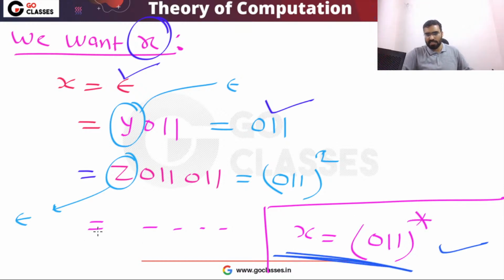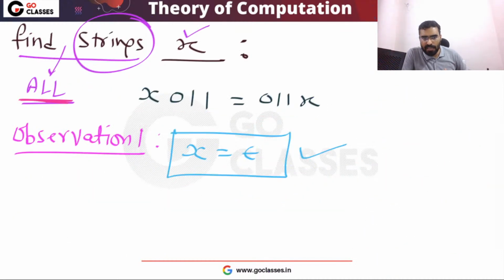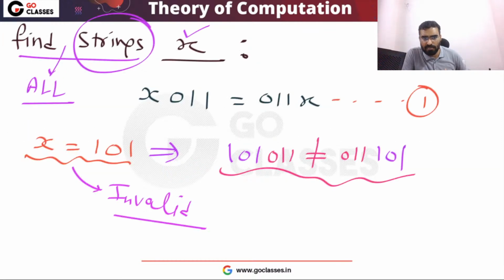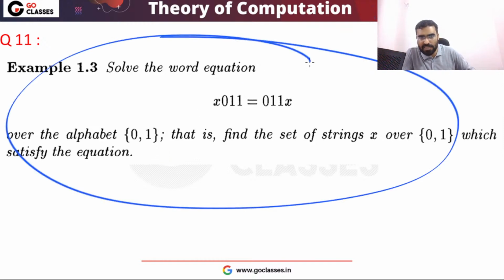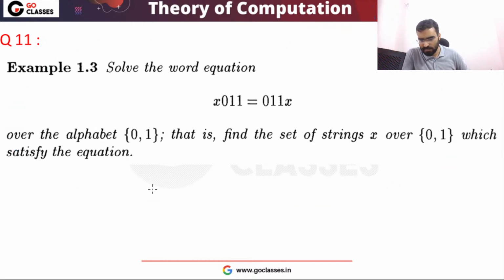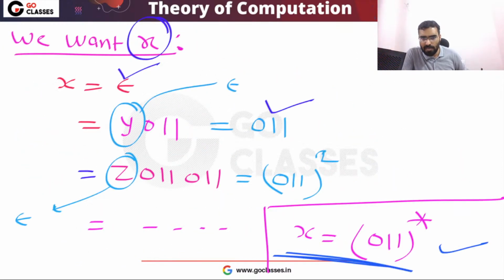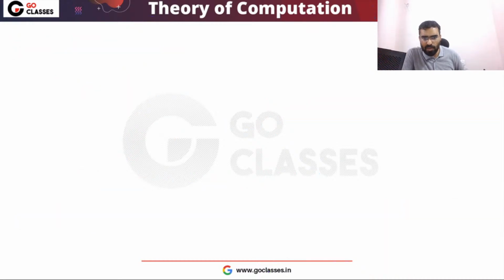Please tell me, did you understand this? A simple question, but a new type of question. In the GATE exam, this type of question has not come so far. Yes or no? This is a very simple question, a new type of question, a very nice question. So your answer will be what? This is your equation, x011 equal to 011x.